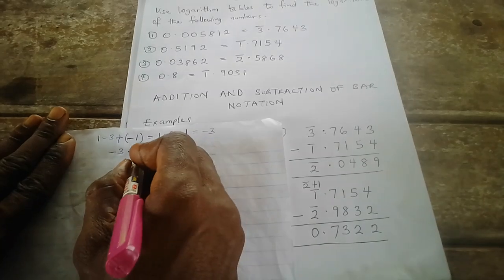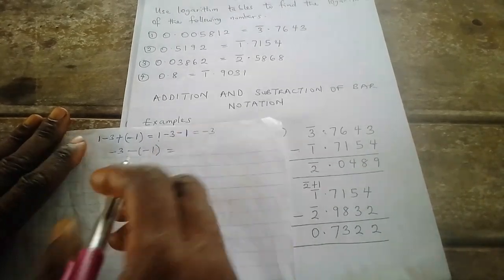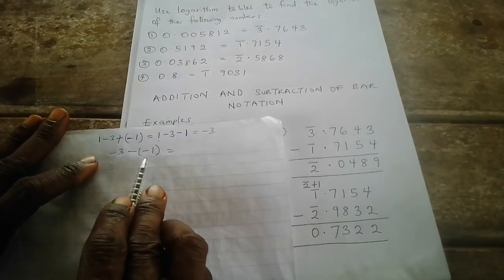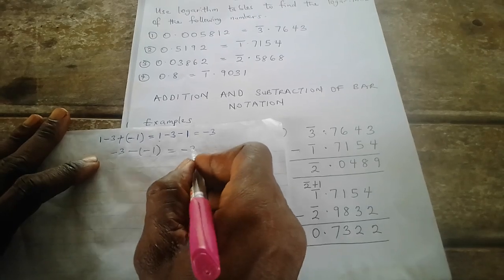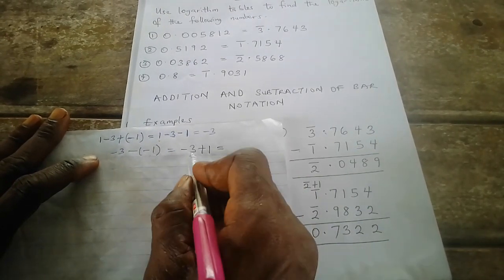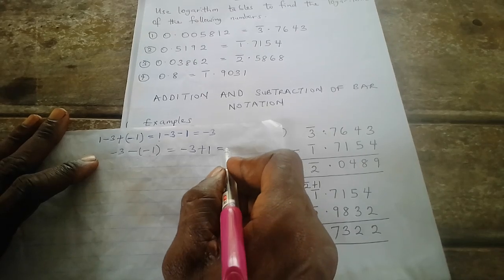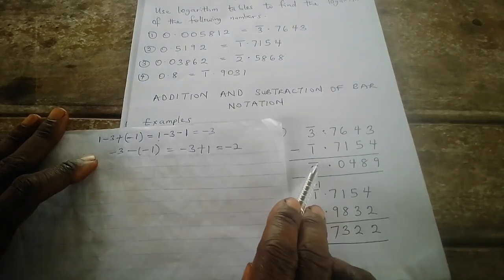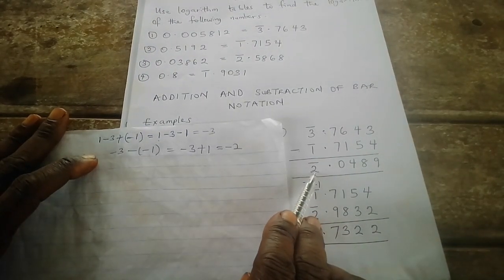Then minus 1. Minus 1. So you have a minus 3 minus minus 1. So you have a minus 3. Minus times minus will give us plus 1. Minus 3 plus 1 will give us what? Minus 2. So that is the reason you have a minus 2 here.